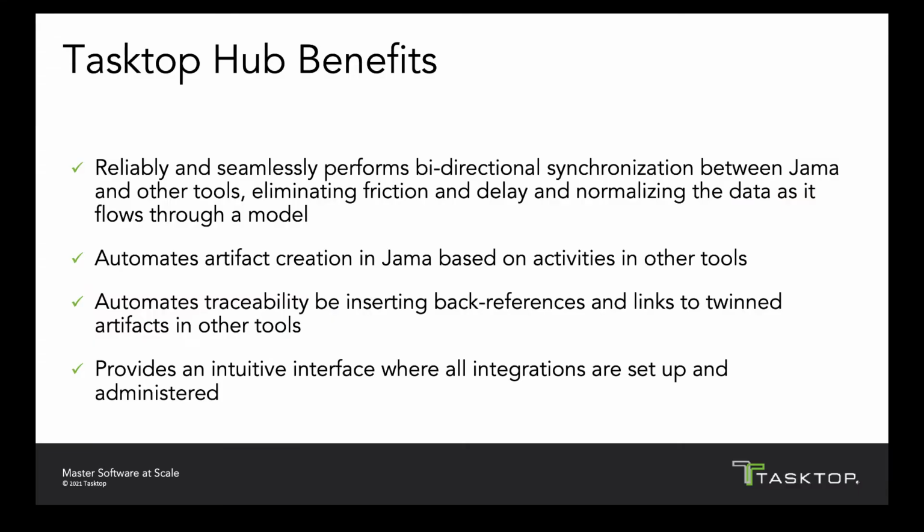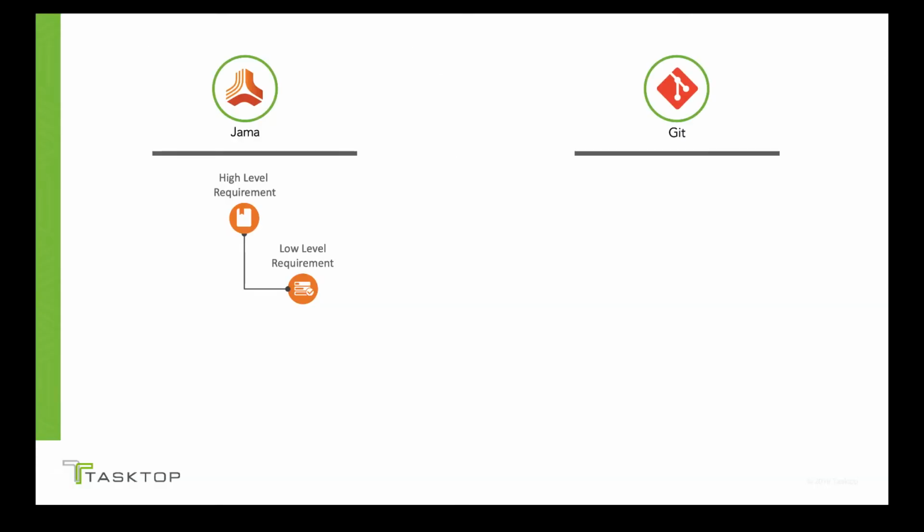In this demo, we'll see Tasktop Hub reliably and seamlessly perform synchronization between Jama and Git, eliminating friction and delays and normalizing the data as it flows through a model. We will see how Tasktop automates artifact creation in Jama based on activities in other code commit tools, and we will see how Tasktop automates traceability by inserting upstream relationships between items.